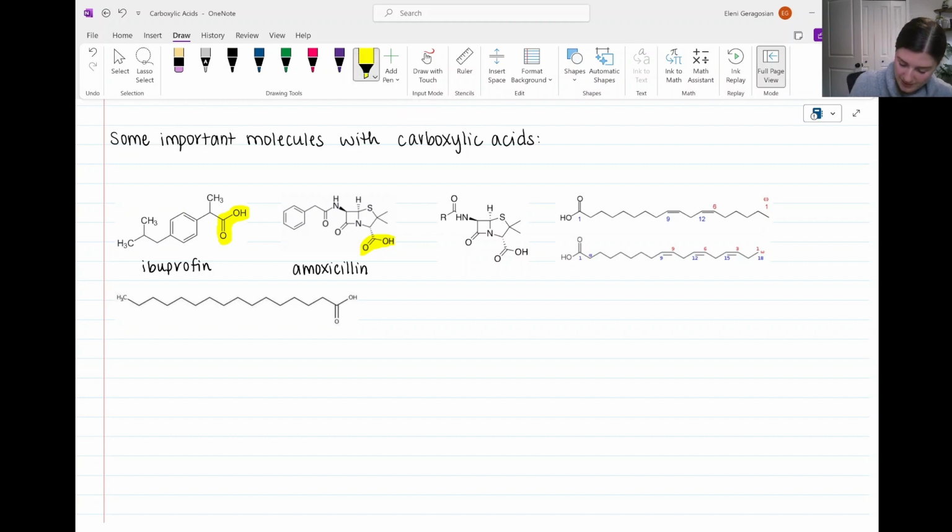Another one we have here, again, has the carboxylic acid functional group. It's pretty similar in structure to amoxicillin. You see the two rings, there's the 5-membered ring and the 4-membered ring, bonded to a nitrogen with a carbonyl, talking about this carbonyl up here. That R group is slightly different for this molecule, which is penicillin.